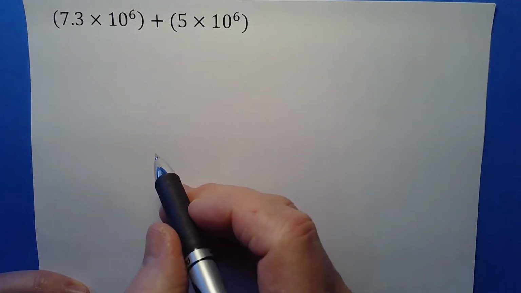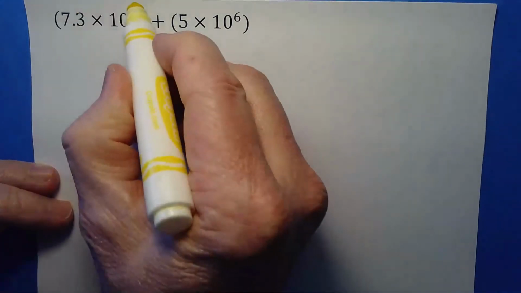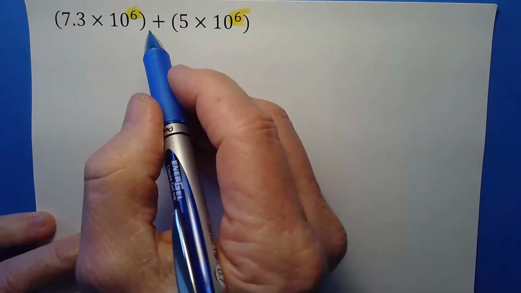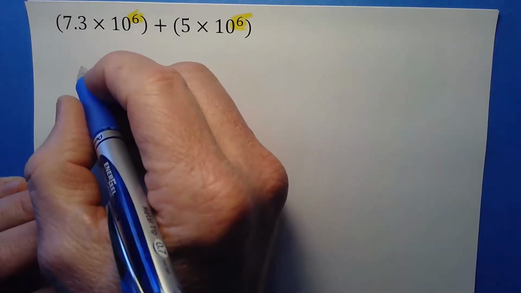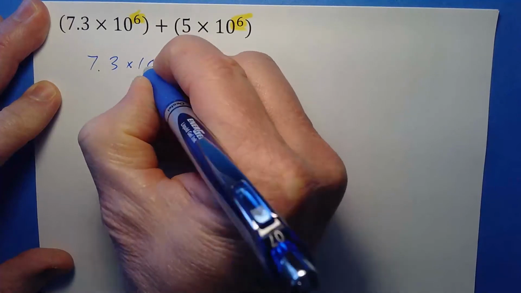All right, so we've got another one here. Same kind of thing. Again, we do have the same exponents. That's going to make our life easier. We'll talk in a minute what to do if they're not. But since they're the same, just like we did the last one, let's set that up. So I've got 7.3 times 10 to the 6th.